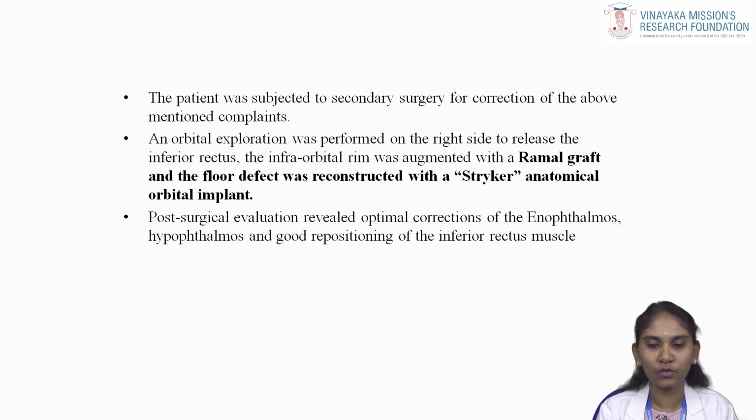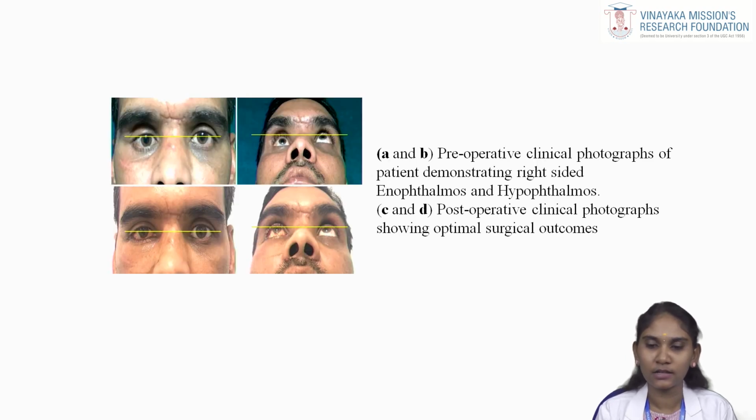The orbital exploration was performed on the right side to release the inferior rectus. The infraorbital rim was augmented with a ramal graft and the floor was reconstructed with the Stryker anatomical orbital implant. The post-surgical evaluation revealed optimal correction of the enophthalmos, hypophthalmos and good repositioning of the inferior rectus muscle. So this is a preoperative clinical photograph of the patient demonstrating the right side enophthalmos and hypophthalmos. After surgery, there are good, optimal surgical outcomes.